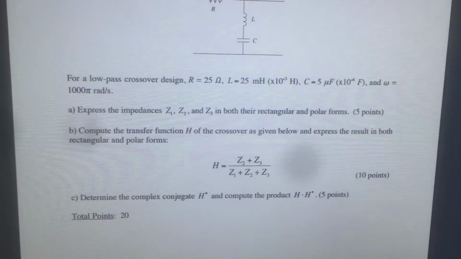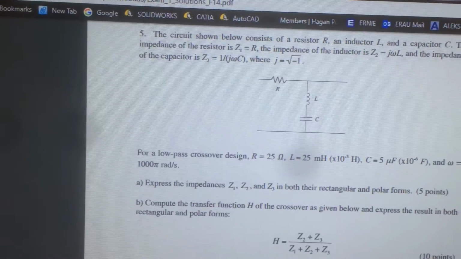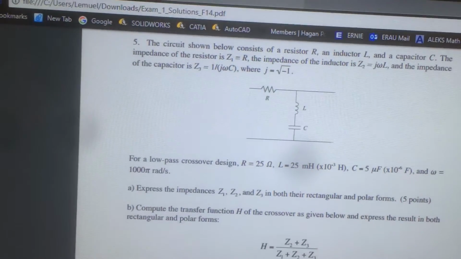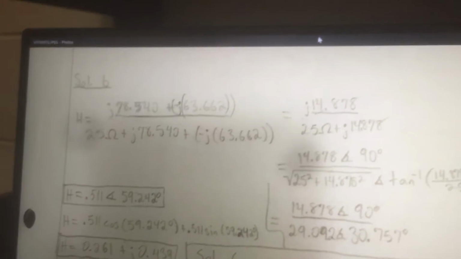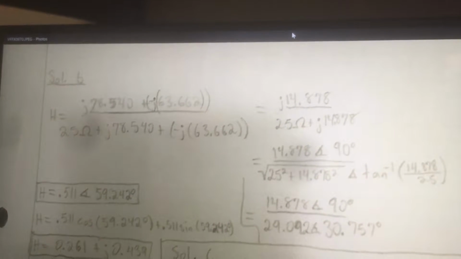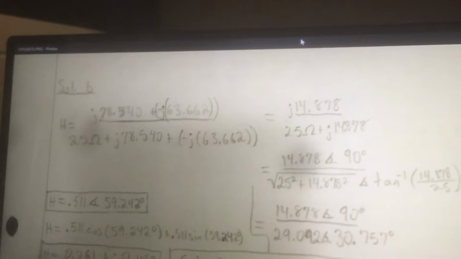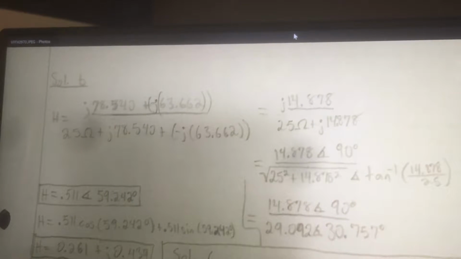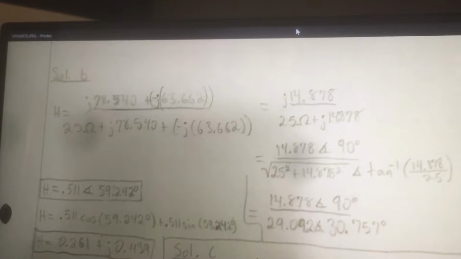Question B says, compute the transfer function H of the crossover as given below and express the result in both rectangular and polar form. For solution B, it will look something like this. After substituting in all of the givens, H would be equal to J times 78.540 plus negative J times 63.662 over 25 ohms plus J times 78.540 plus negative J 63.662.